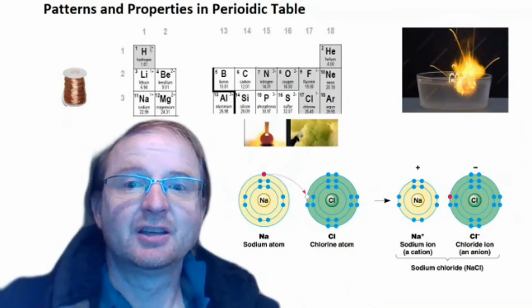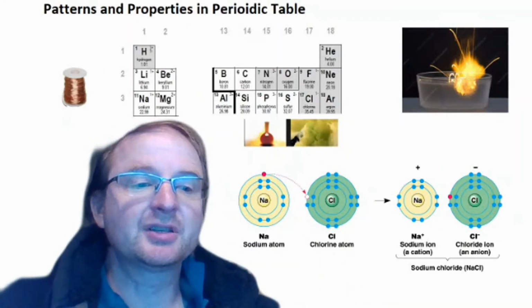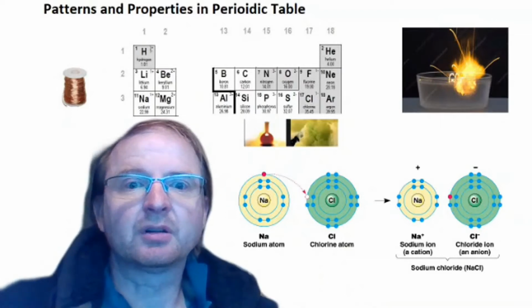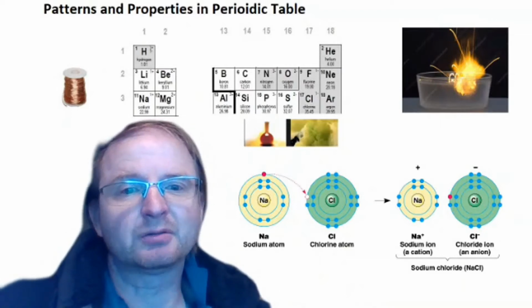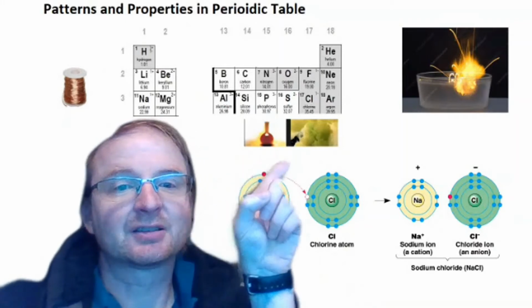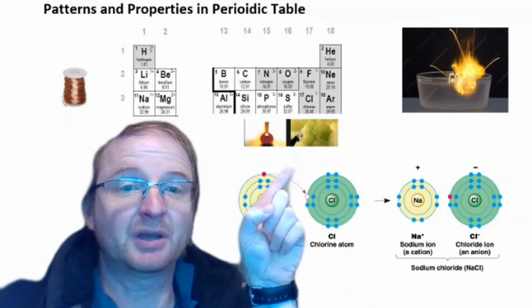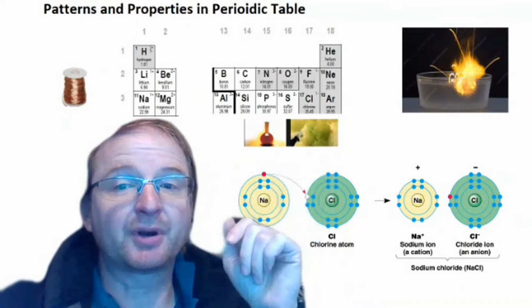Hi, Science 10. So in this video, we're going to be looking at the properties and patterns in the periodic table. Specifically, you've got to know chemical and physical properties. Chemical, we'll take a look up there. That's sodium metal going into water, blows up basically. So that's a chemical property.